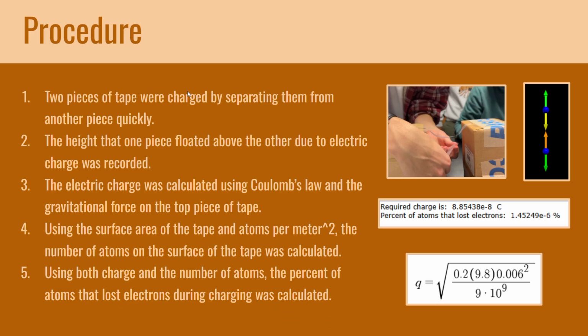For the procedure, two pieces of tape were charged by separating them, ripping them off another piece of tape very quickly. The height that one floated above the other due to electric charge was recorded at 2 centimeters. The electric charge was calculated using Coulomb's law and the gravitational force on the top piece of tape. The net force was 0, they weren't moving, so we can set those equal to each other and calculate.